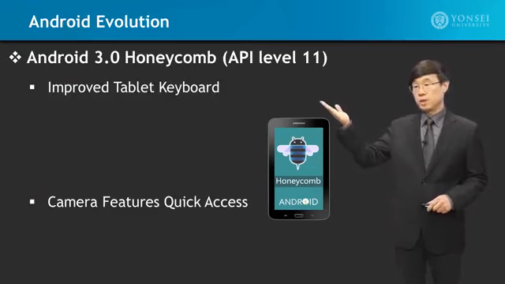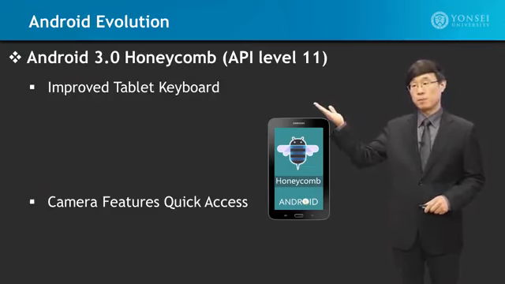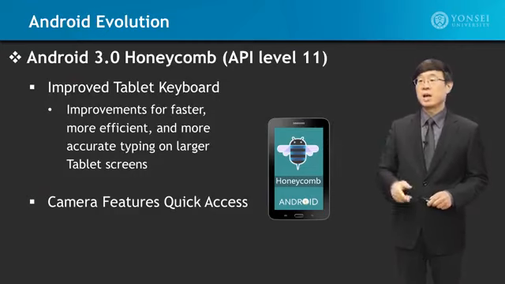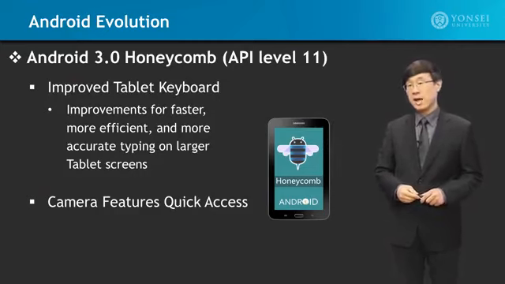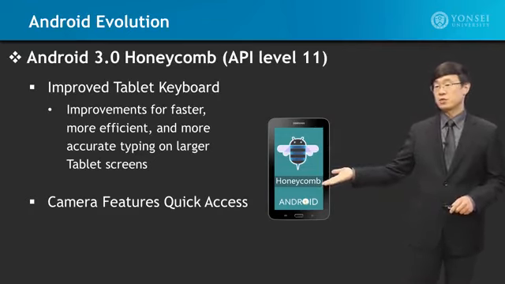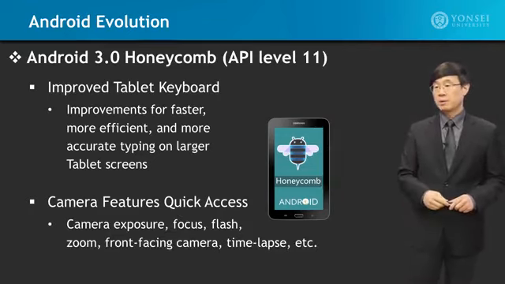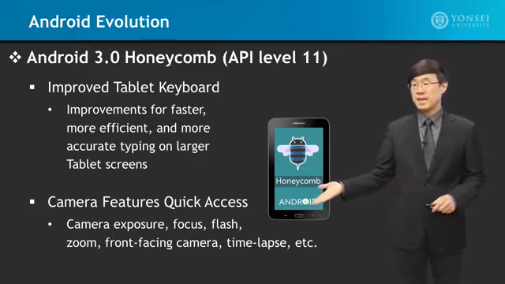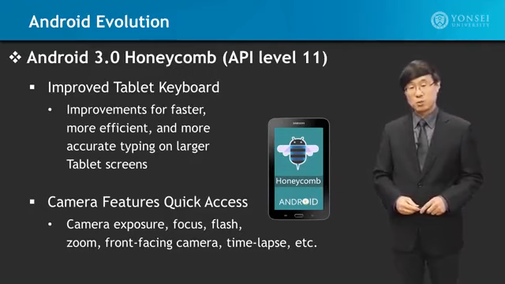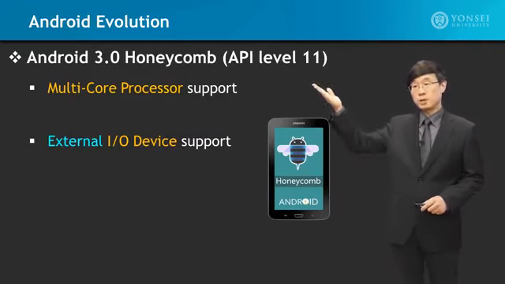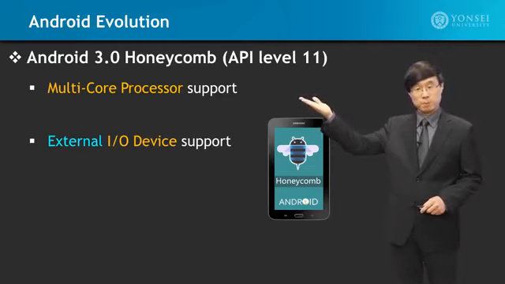Honeycomb also included an improved tablet keyboard, where improvements for faster, more efficient, and more accurate typing on larger tablet screens were supported. In addition, the camera features for quick access, where camera exposure, focus, flash, zoom, front-facing camera, time-lapse, and other features were supported. Honeycomb also included multi-core processor support.